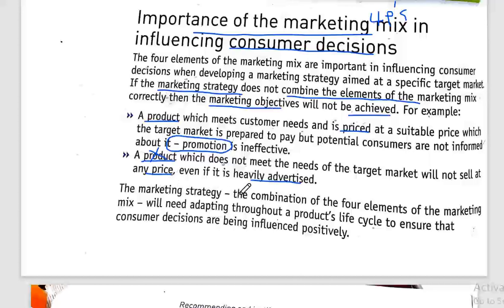The marketing strategy is the combination of the four elements of the marketing mix. It will need adapting throughout the product life cycle to ensure that the consumer's decisions are being influenced positively. So I must update my marketing strategy based on the changes in the product life cycle, or which stage the product has reached in the life cycle.